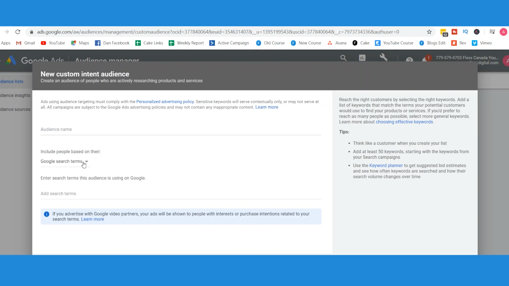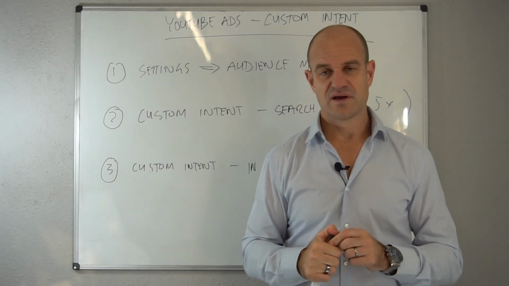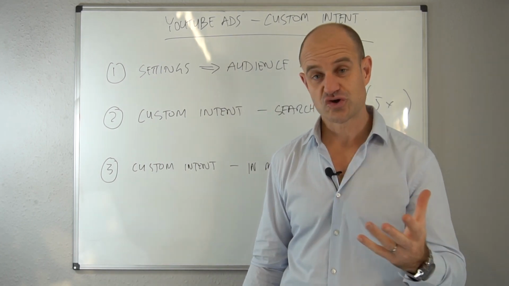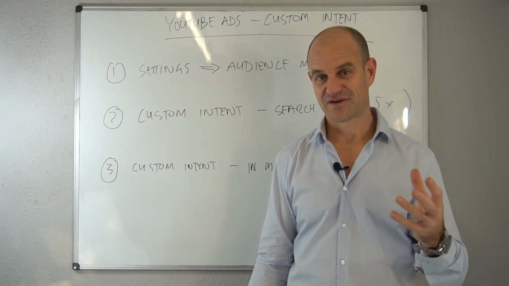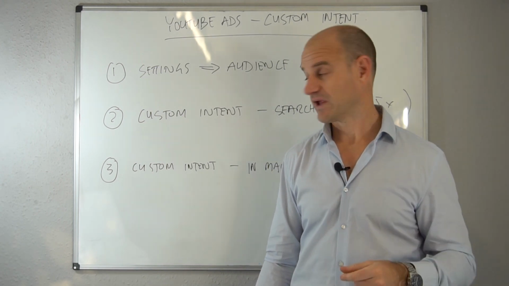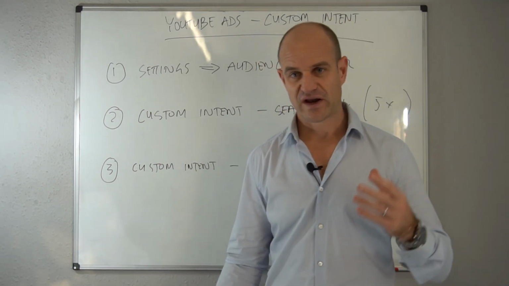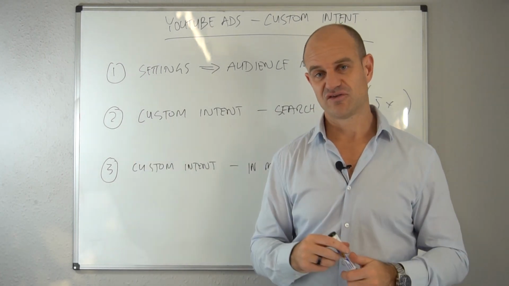And the first one you want to create, and I would say you want to create maybe 5 times these and 5 times those, all right, is based on search keywords. So the reason why the quality is so good is that you're able to show your YouTube ads to people that have been searching for the keywords that you're typing in to this audience. So Google asks you to create a list of 50 plus keywords that people are actually typing in that is related to your offer.